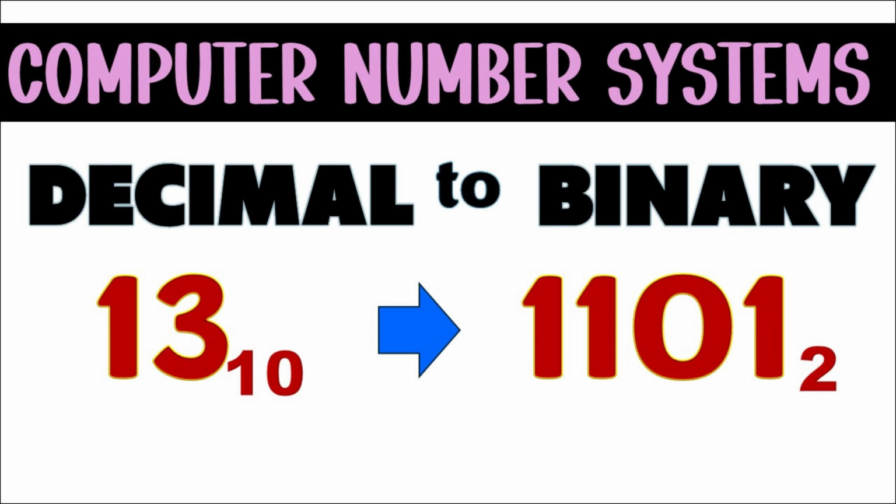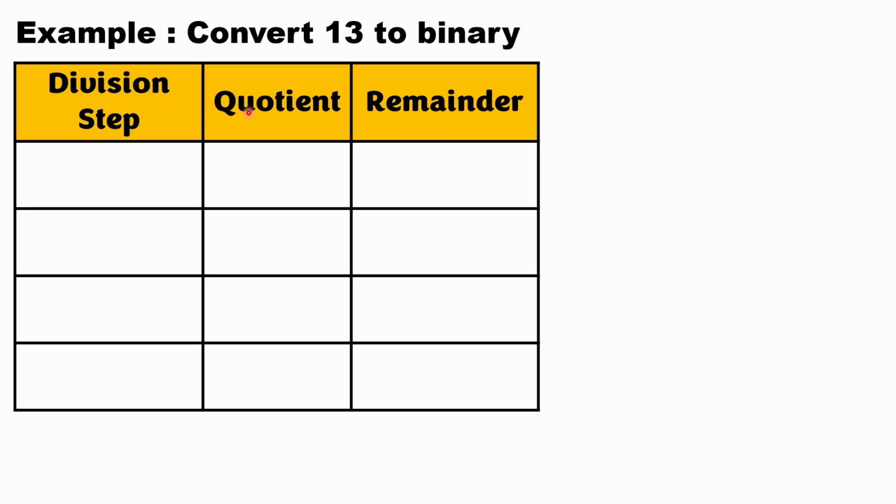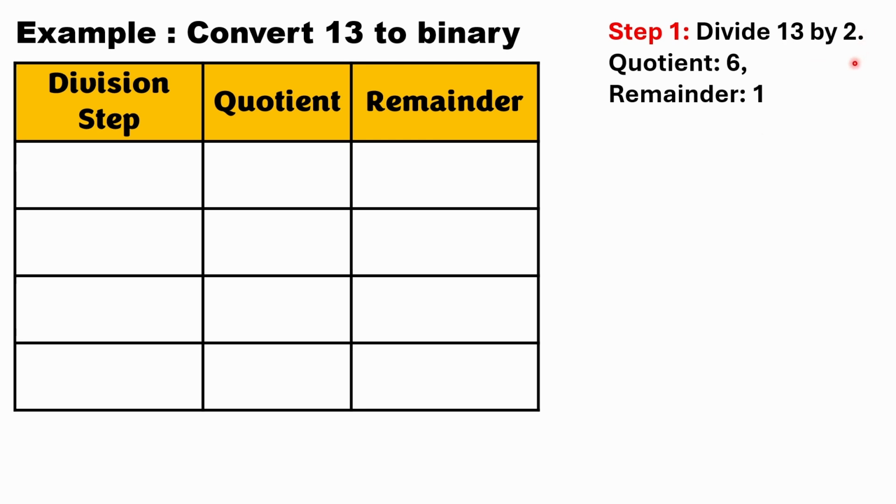In this video, I'll show you how to convert decimal to binary. Okay, we have an example. We convert decimal 13 to binary. To convert 13 to binary, we have three columns: division step, quotient, and remainder. The first step is to divide 13 by 2.